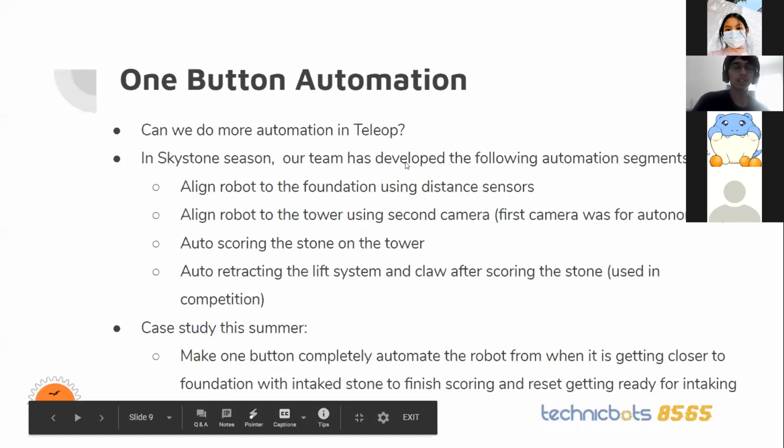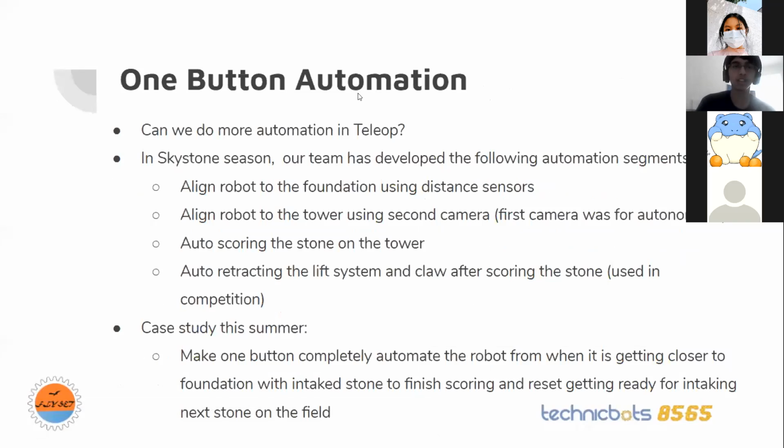So our main question for this summer was to see if we can do more automation in Teleop. Already in last season, the Skystone season, our team developed the following 4 automation segments. Align the robot to the foundation using the 2 distance sensors, align the robot to the tower using the second camera, auto scoring the stone on the tower, and auto retracting the lift system and claw after scoring the stone.